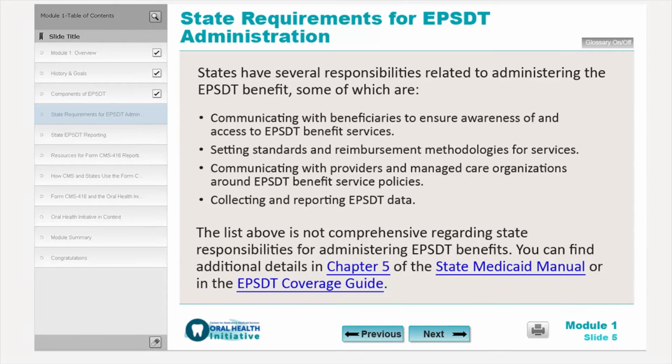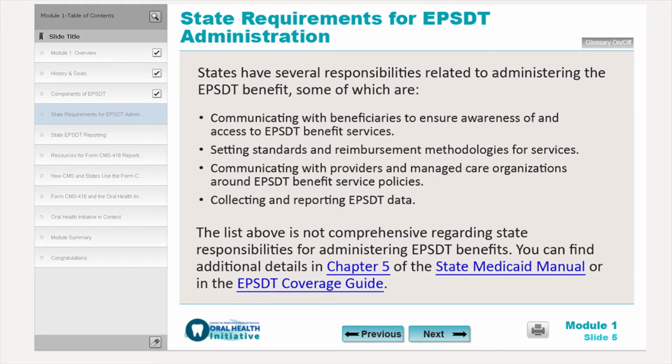What are some of the state responsibilities for EPSDT administration? States have several responsibilities related to administering the EPSDT benefit, some of which are communicating with beneficiaries to ensure awareness of and access to EPSDT benefit services, setting standards and reimbursement methodologies for services, communicating with providers and managed care organizations around EPSDT benefit service policies, and collecting and reporting EPSDT data.